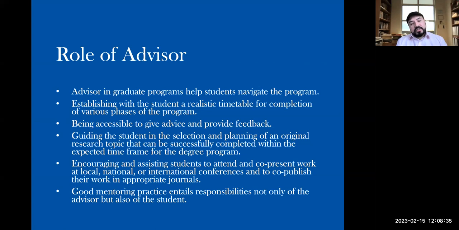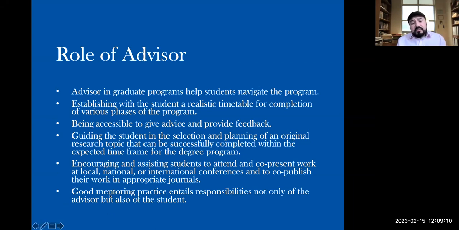We also encourage students and assist them to attend and co-present work at local, national, and international conferences. And equally important to presenting is co-publishing the work in appropriate journals or outlets, books, whatever they're called. This is where the advisor, your faculty member, gives you that perspective. It is a unique opportunity for you as a student to work with your advisor to determine how this relationship is going to be established and committed to the next phase of your doctoral degree.